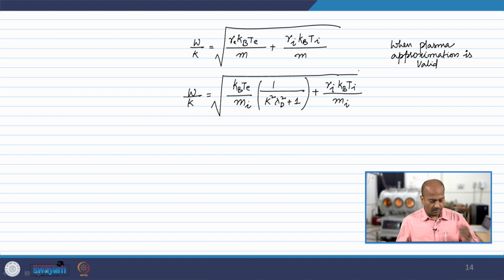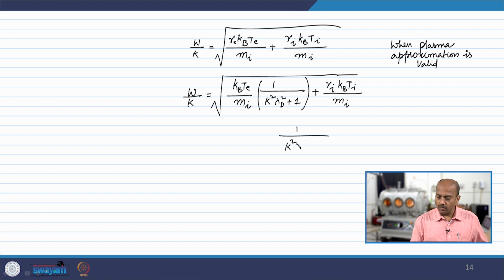Right. So, this is the difference. The expression looks similar because we have gamma_i k_B T_i by m_i appearing on both sides, except for the additional factor. What is the additional factor? The additional factor is 1 by k square lambda d square plus 1.